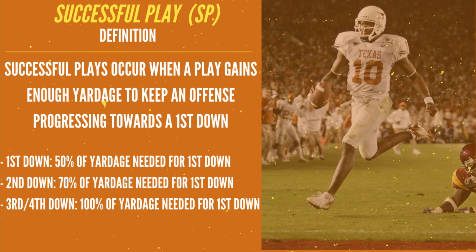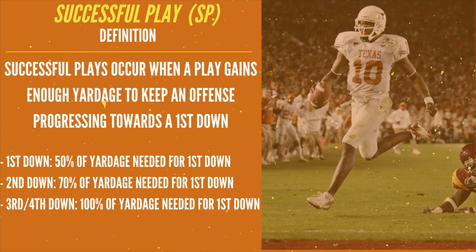And when I talk about successful plays, folks, what I'm saying is on first down, you're getting at least half the distance that you need to get a first down. On second down, you're getting at least 70% of that yardage. And on third down, you got to get all the yardage needed to get a first down to be successful. And on fourth down, you got to get all the yardage to be successful.